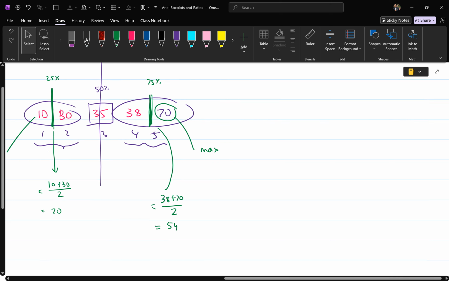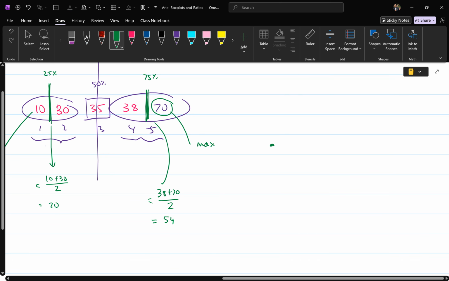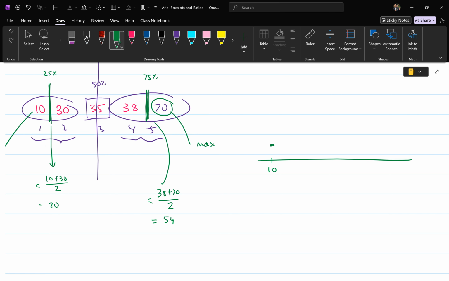So now I've got my numbers. If I draw a number line now, the minimum was 10. And I've got 20, the 25th percentile. So 20 is my 25th percentile. My middle is 35. So here's my middle. And the 75th percentile is 54. So let's say 54 is a bit further up here. So here's my box. Connect the lines, sorry. And then the maximum is 70. Obviously, I'm meant to draw this to scale, but you get the idea.